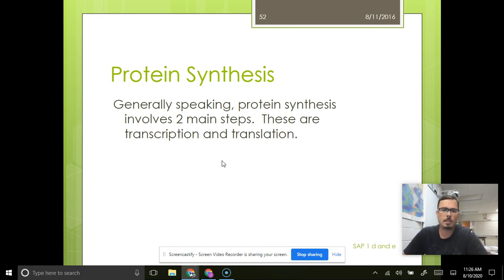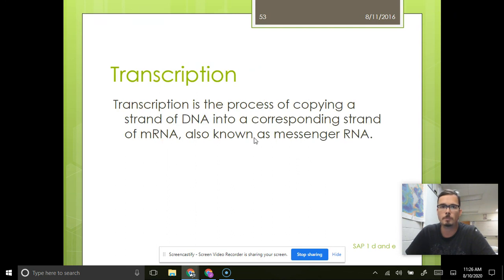All right, let's talk about protein synthesis. Generally speaking, protein synthesis involves two main steps, and they're transcription and translation. To transcribe something means to write something down. To translate something means to take it from one language and translate it into another language.